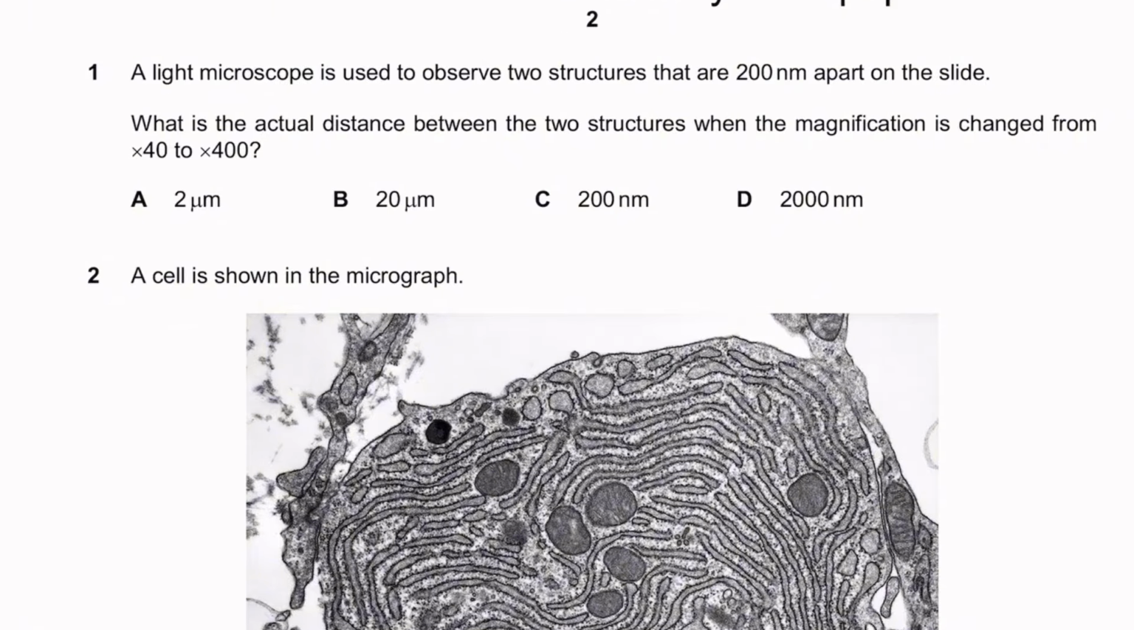A light microscope is used to observe two structures that are 200 nanometers apart on a slide. What's the actual distance between the two structures when the magnification is changed from times 40 to times 400?